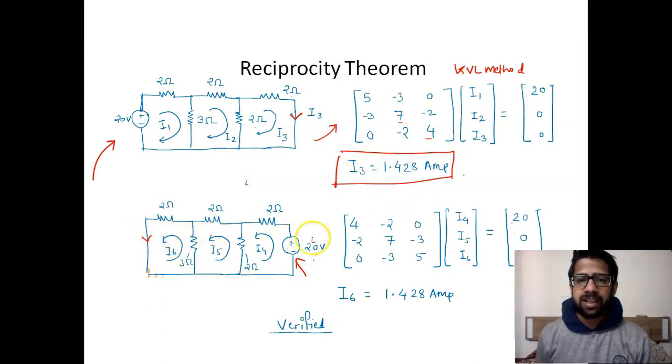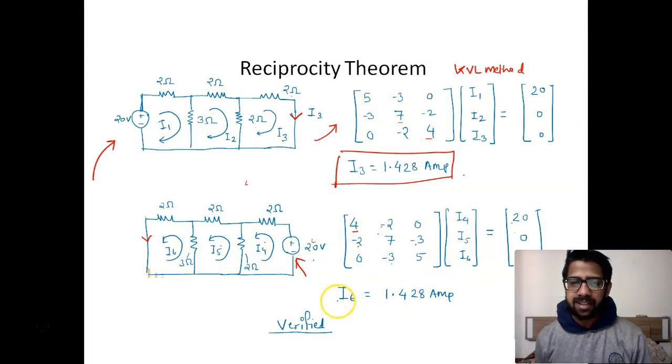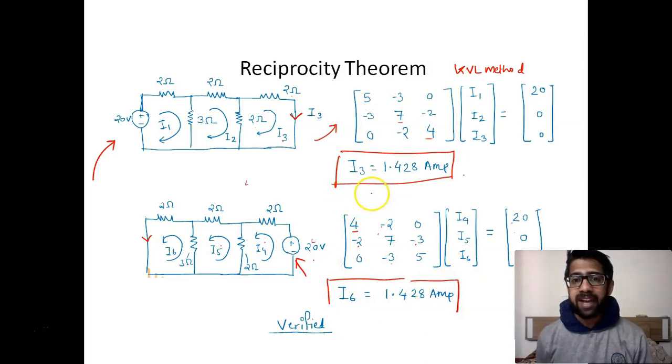Now just form the other matrices starting from I4. For this particular loop we have 2 plus 2, 4 ohm resistance, then 7 ohm resistance and 5. If you build the matrix again, for these two loops 2 ohm is common, so minus 2 is put. For these two loops 3 is common, so minus 3 is put. And for the first and last nothing is common, so 0 is put. This is how this matrix is built. If you solve for I4, I5, I6, you get I6 equal to 1.428 amperes, which is the same as I3. And this is how you verify the reciprocity theorem.